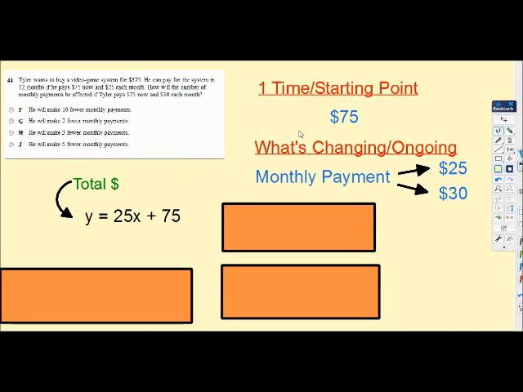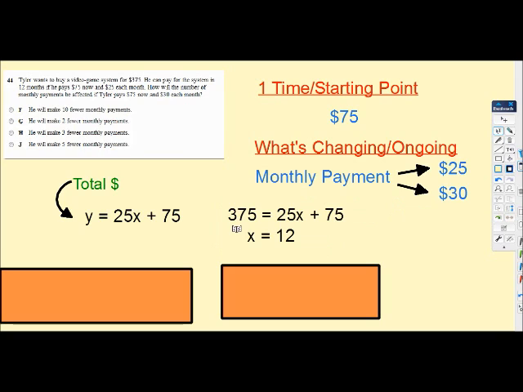We're setting up two equations. And we know that the starting point, or the one-time thing, is that $75. Then after that, the monthly payment is either $25 in scenario 1 or $30 in scenario 2. And I know those are the slopes because they have the word each next to them, which tells me I'm multiplying those times the month. So it might be M or X that we call that. In this case, we call it X. So for the first situation, we have Y, the total, equals 25X, the number of months, plus that $75 he's paying.